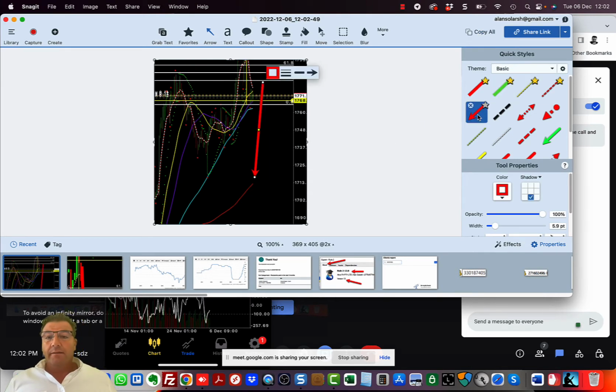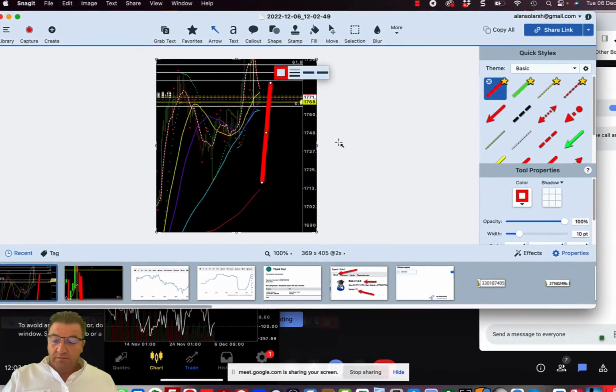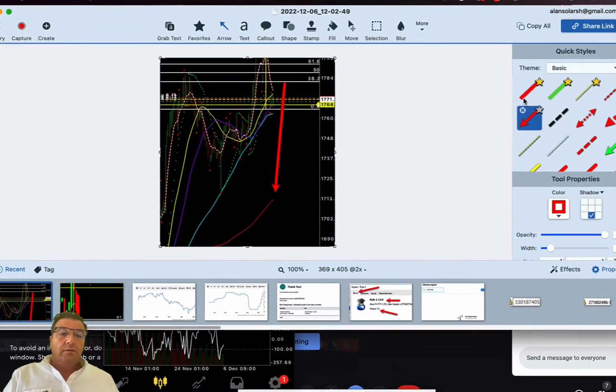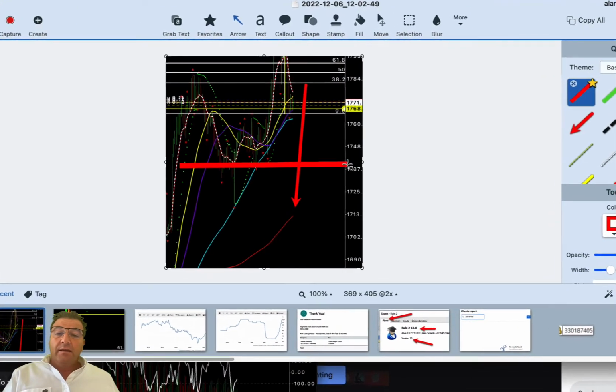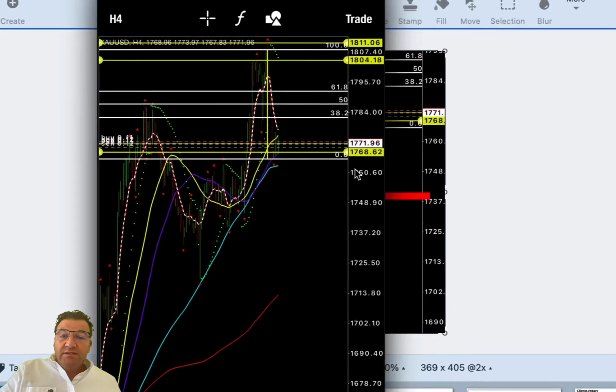That's where we're going. On a 4 hour. Yeah, on a 4 hour. So, or we might get stuck. We might get stuck like a bit of support somewhere. Yeah, we might get stuck here. Okay, but that's a massive trade. Yes. Okay, so 1737.